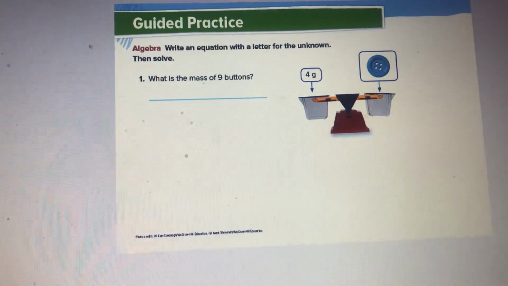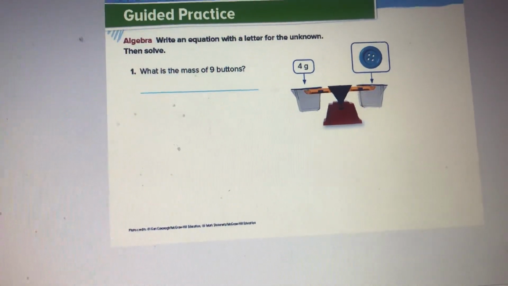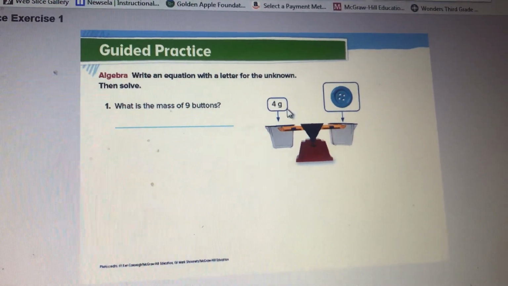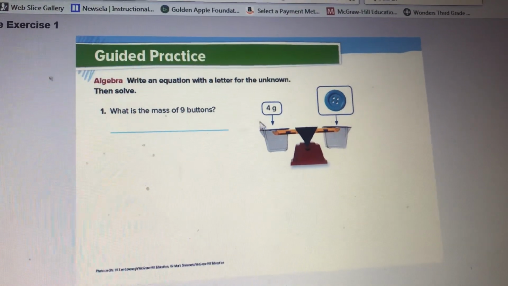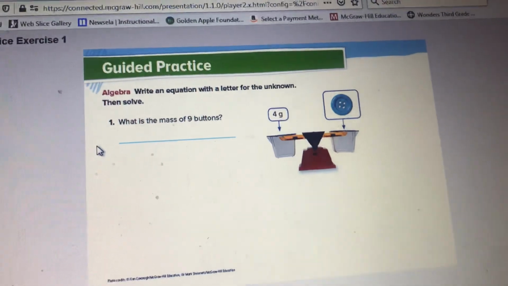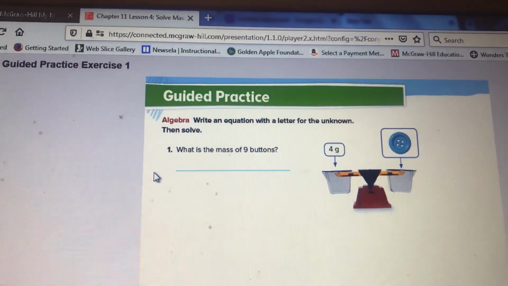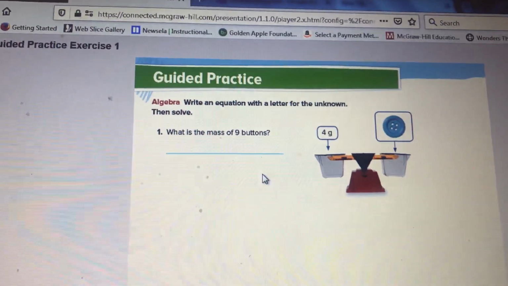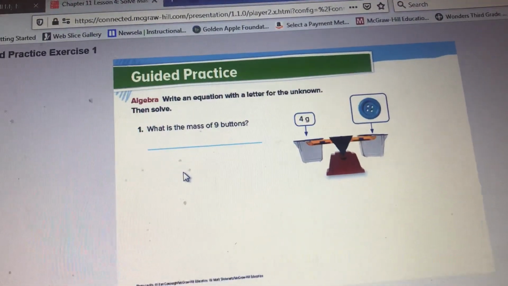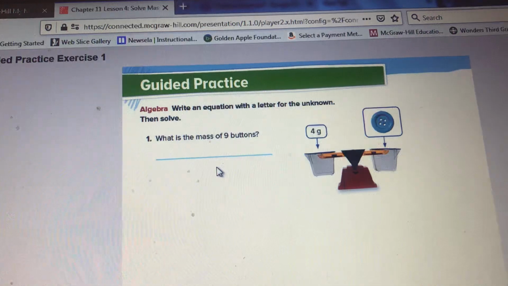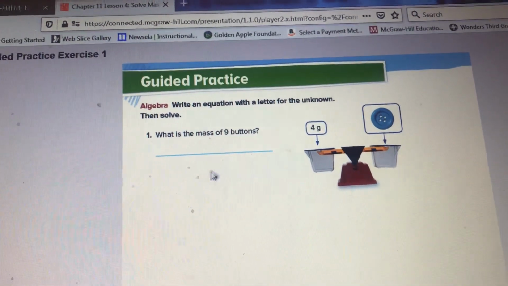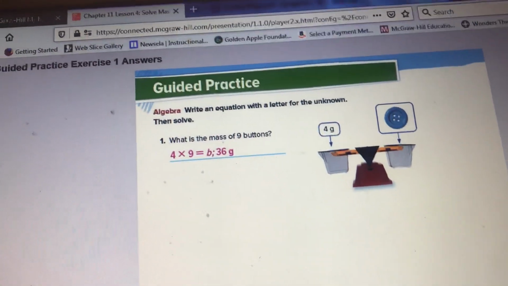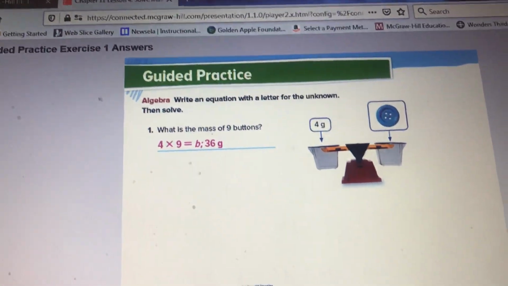So we're going to write an equation with a letter for the unknown, then solve. Okay, well, we can see each button is 4 grams. We can see that right here. So how many would 9 be? So on this one, we need to write an equation for the unknown, and we would write 4 times 9 equals, let's just say B for buttons, okay? And we all know that 4 times 9 equals 36 grams. So let's go ahead and fill that in. When we write grams, remember we write lowercase g.